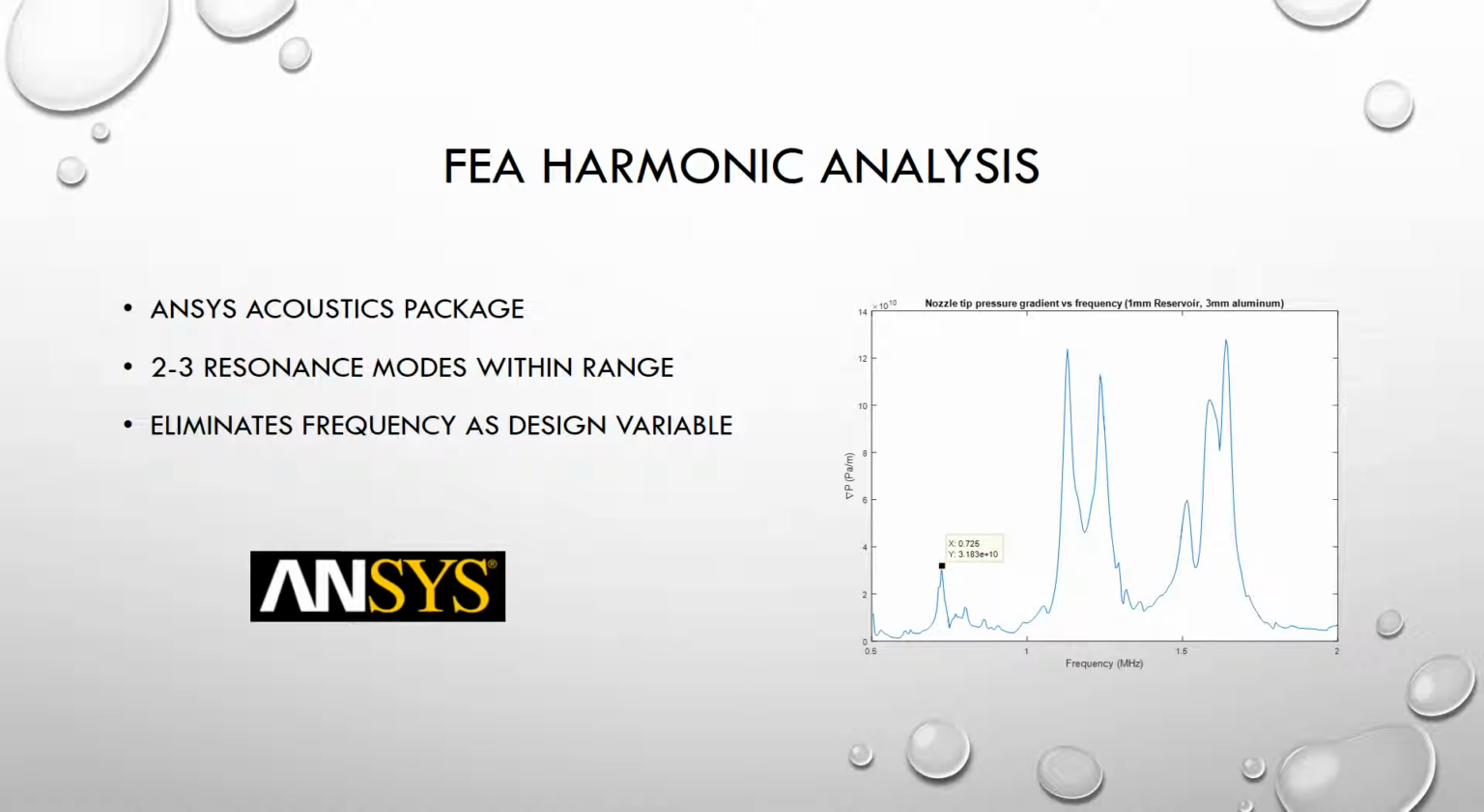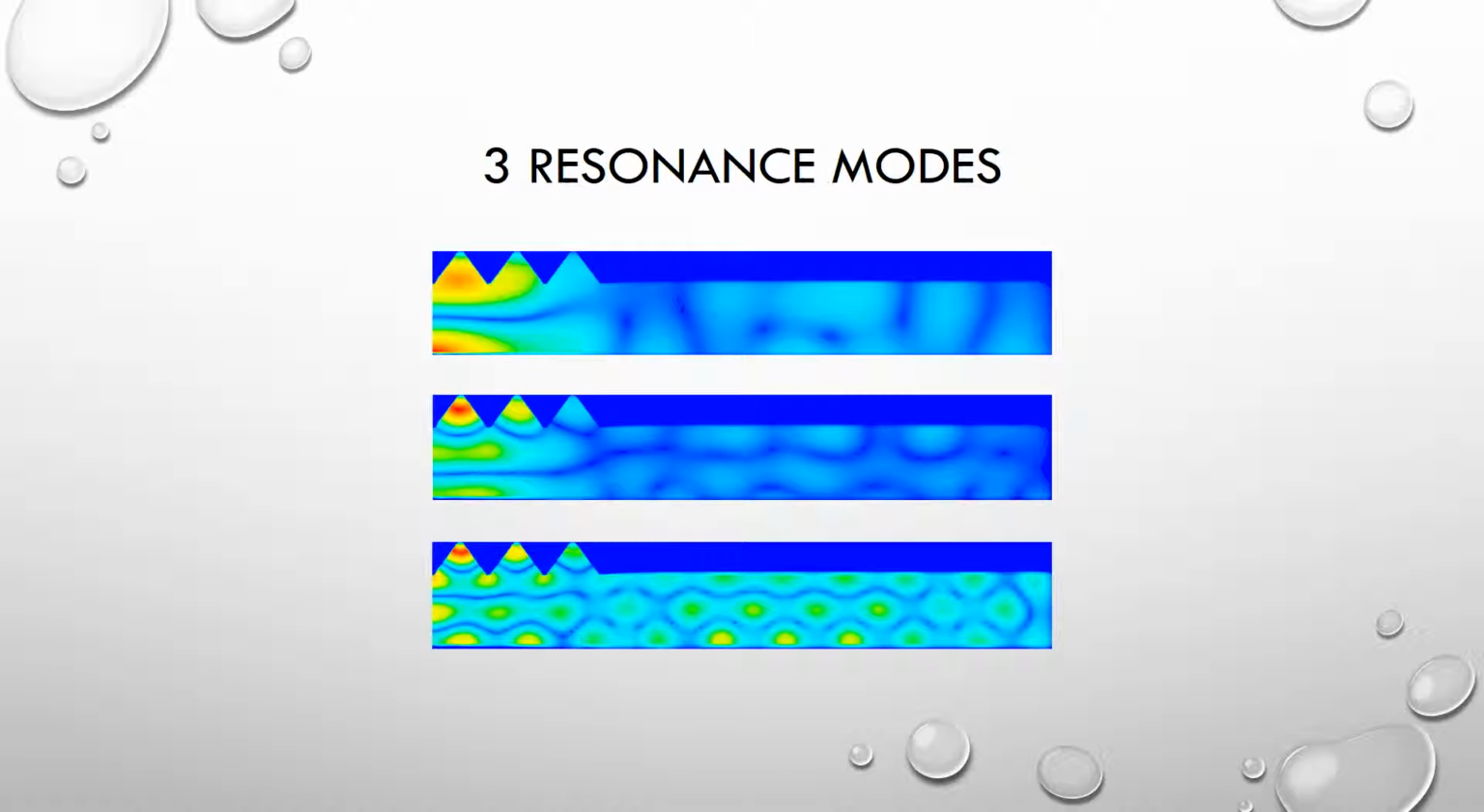Something that will simplify the frequency design variable is that there are 2 and sometimes 3 resonance modes within the frequency sweep between 0.5 megahertz and 2 megahertz. So this will simplify things greatly because I can look in a very small range of frequencies rather than having to sweep through many frequencies.